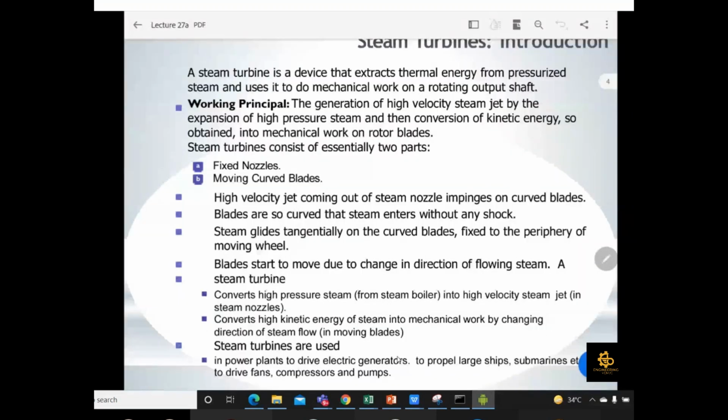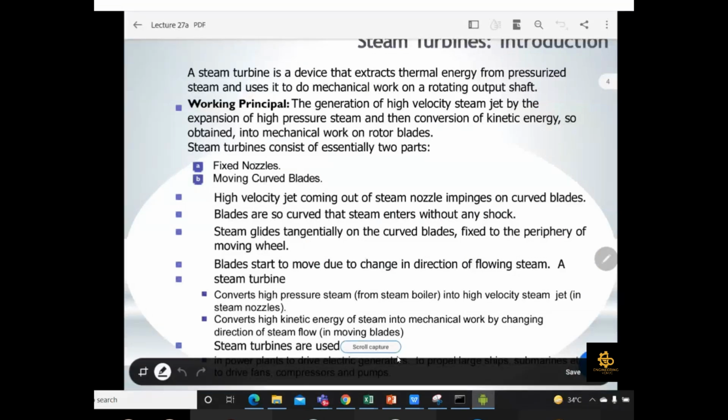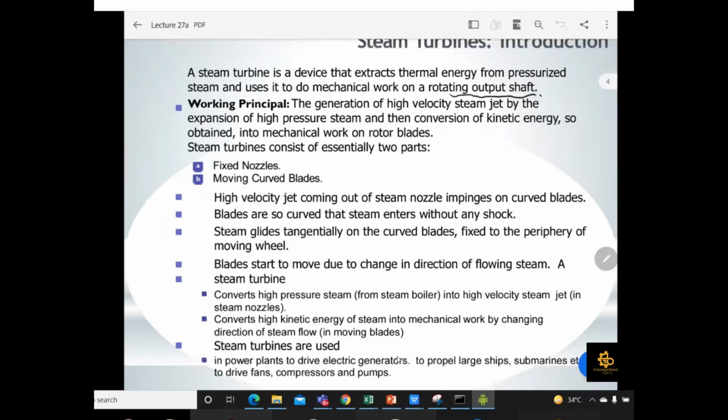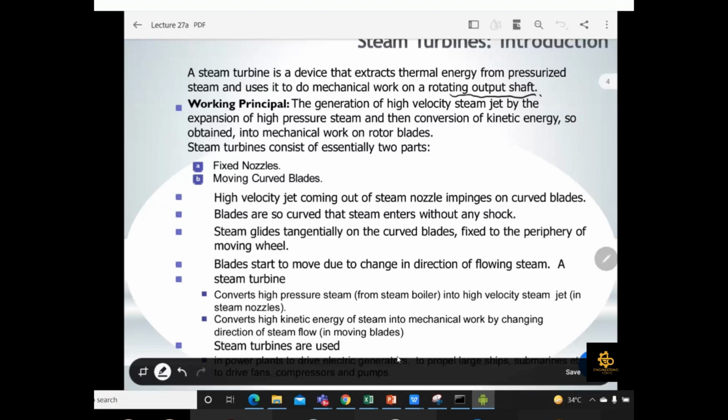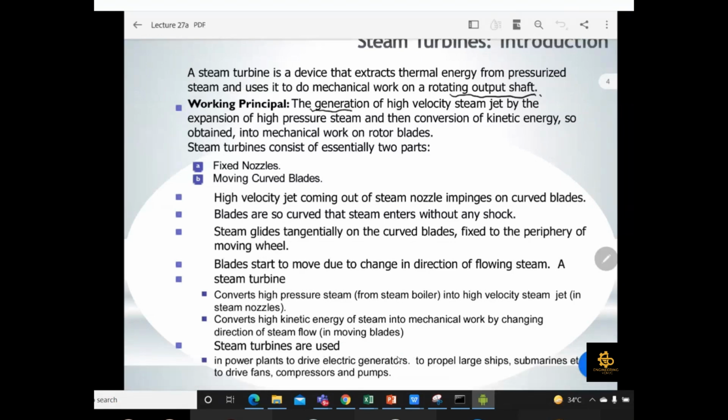So a steam turbine is a device that extracts thermal energy from pressurized steam and uses it to do mechanical work on a rotating output shaft. Working principle: we already know it is the generation of a high velocity steam jet by the expansion of high pressure steam, and then the conversion of the kinetic energy so obtained into mechanical work on the rotor blades.